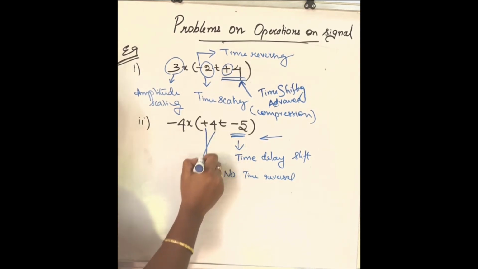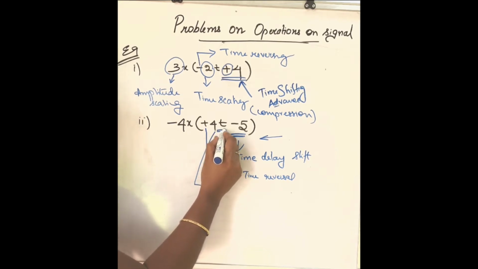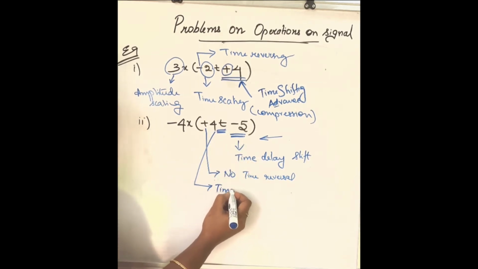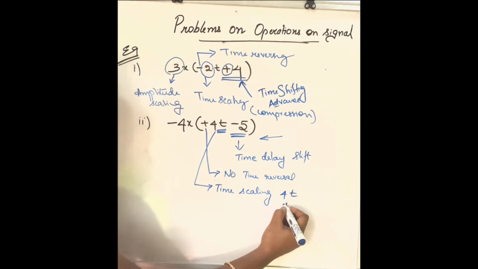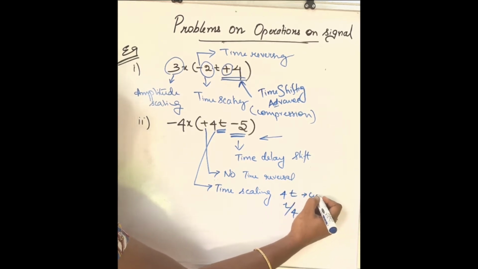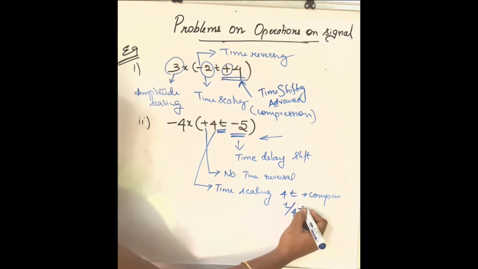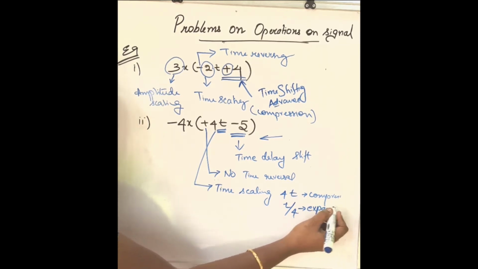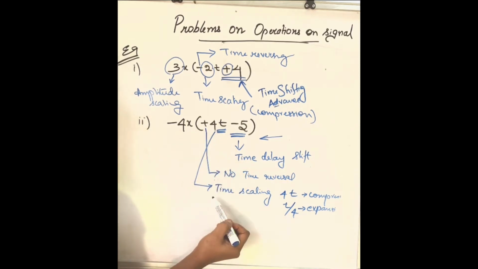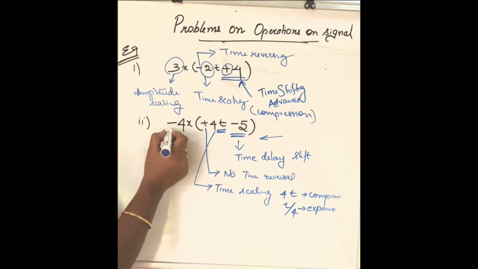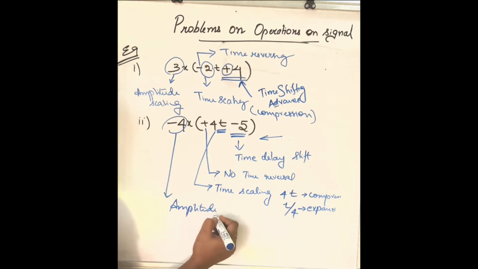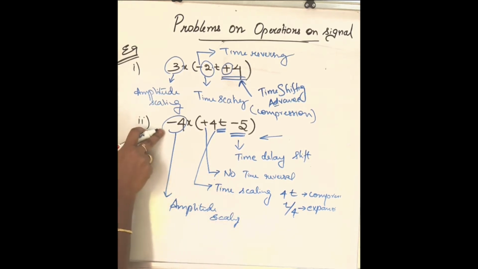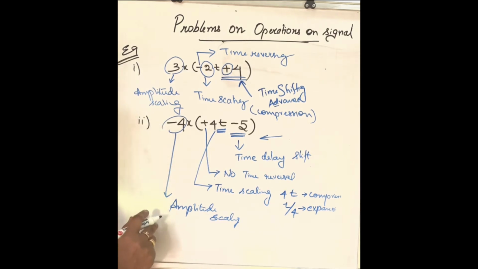Then comes the 4. The 4 along with this t represents time scaling. Now here we have 4t. If we had t by 4, this is for expansion, and 4t is for compression. So the value with the t will give you the time scaling. And the first one, minus 4. This is amplitude scaling in the negative direction. So this minus represents that we have to do the scaling in the opposite or in the lower part.